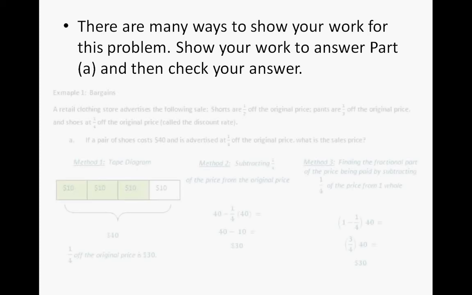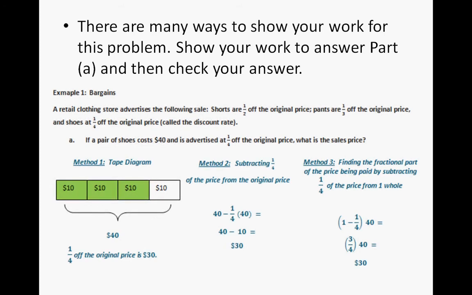Alright, so let's take a look at some different ways of answering this question. There are 3 methods presented here. You can use a tape diagram. You can subtract 1/4 of the price from the original price. So again, this is what was being said earlier. 40 minus 1/4 of 40 would be 40 minus 10, which is 30. The tape diagram: if we take $40 and split it into 4 groups of 10, then 1/4 off means that we remove $10 and that gives us $30.